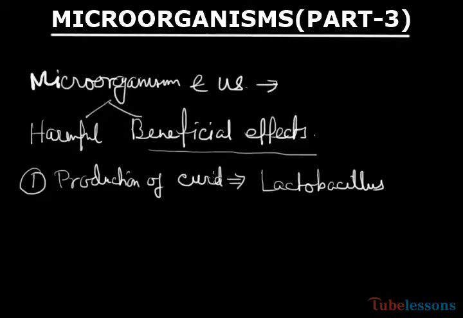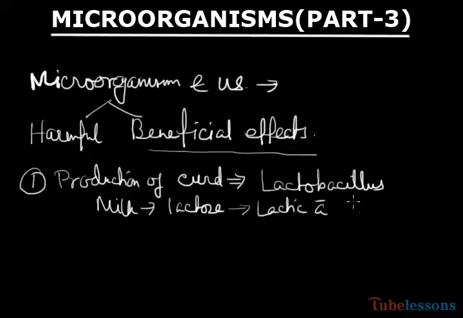How is curd being made? Actually, we know milk contains lactose, a type of sugar, which the bacteria converts into lactic acid. And then the lactic acid converts milk into curd, which leads to the formation of curd. In this way, lactobacillus is the bacteria which is helpful for producing the curd.